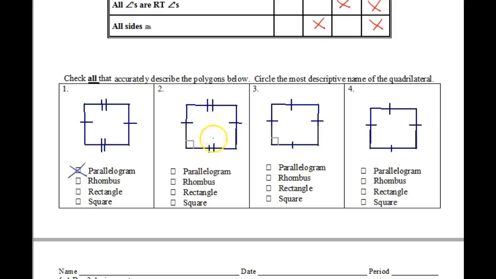Now, what about a parallelogram with a right angle? Well, it's definitely a parallelogram. But we don't know that all the sides are equal. We just know opposite sides are equal. So which is the shape that's a parallelogram with a right angle? The rectangle. And the most descriptive name I would give it would be rectangle.